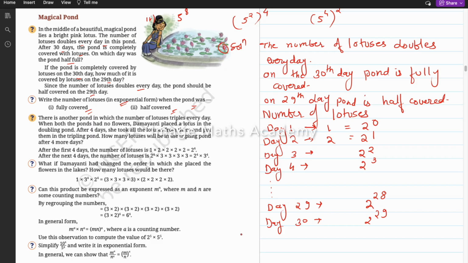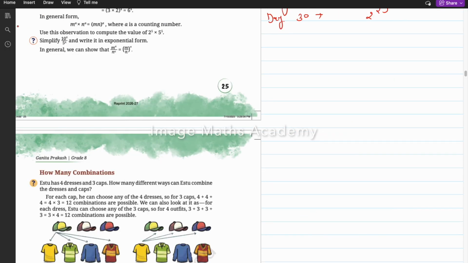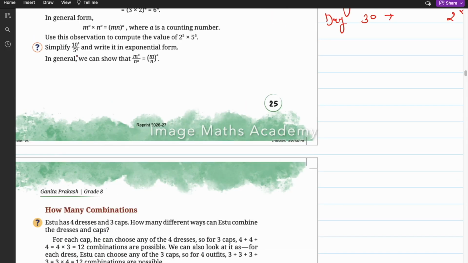So answer is, the number of lotuses when the pond was fully covered is equal to 2 to the power 29 on 30th day, and the number of lotuses when the pond was half covered is 2 to the power 28 on day 29. Next question is, simplify 10 to the power 4 upon 5 to the power 4 and write it in exponential form.